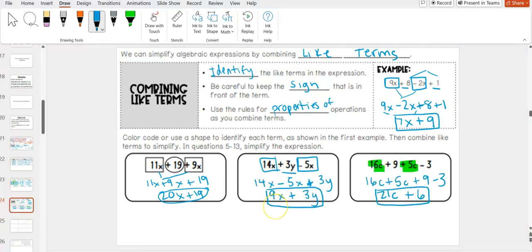So I got 9x plus 3y and 21c plus 6. Remember, I don't want answers, I just want simplified expressions. So I put together all my x's and I put together all my letter c's and my constants, and this is what I got. I showed you two different ways, one with the circling or some sort of code or shape, and the other one by coloring.